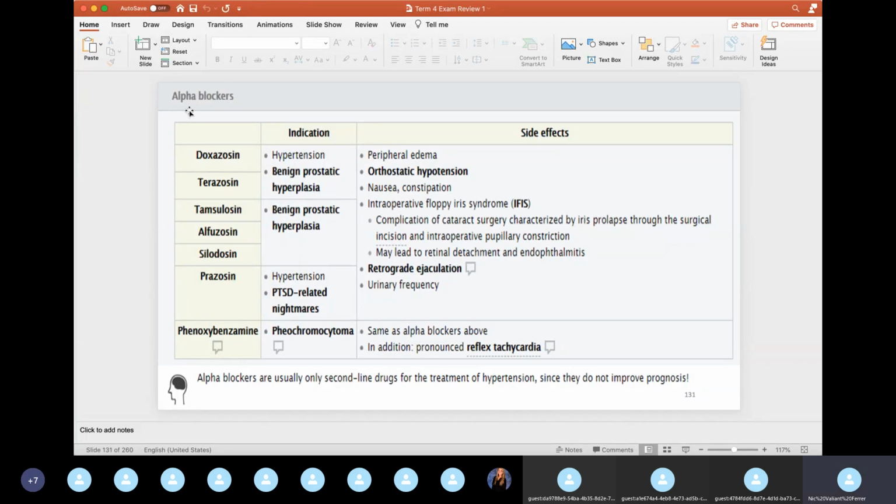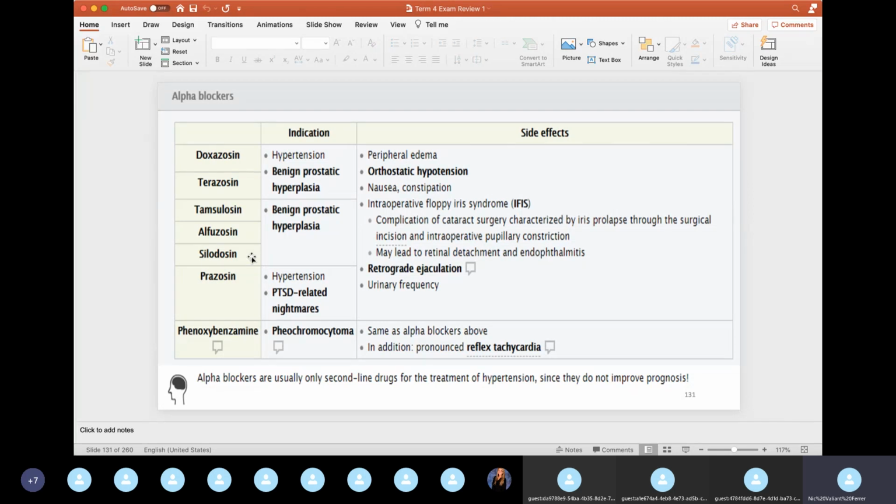If you block alpha blockers, they all end in osin. Okay, doxazosin, terazosin, they end in osin, osin, osin. Think about alpha blockers. What's the common side effect?